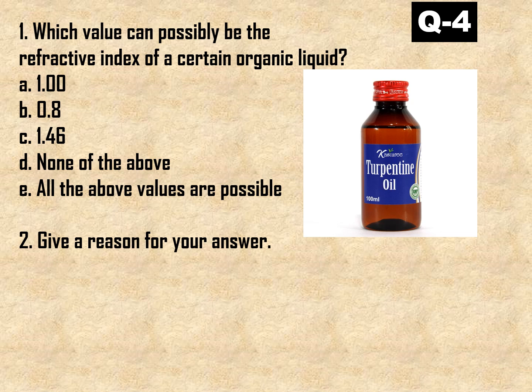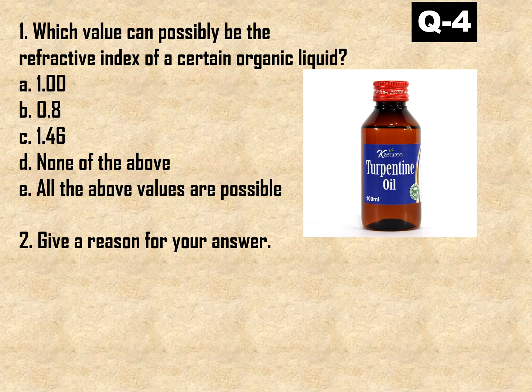Here is question number 4. This is about the refractive index for turpentine oil. Which value can possibly be the refractive index for this organic liquid? Option A, 1.00. Option B, 0.8. Option C, 1.46. Option D, none of the above. Option E, all the above values are possible.